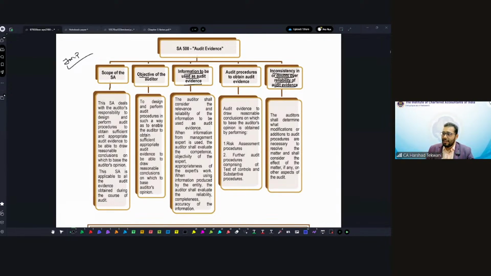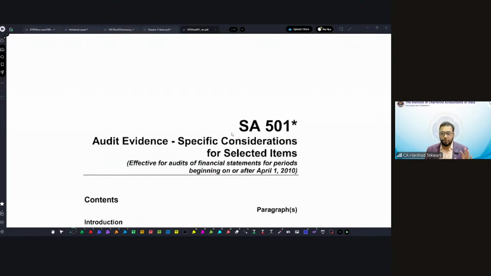These specific scenarios are also mentioned in the standard. In these scenarios, what you are required to do and how you are required to obtain audit evidence, because these are critical specific scenarios. So this is the specific consideration for selected items. Now, which are these selected items? Can anyone tell me? If you have read the chapter, you will be aware which are these selected items.